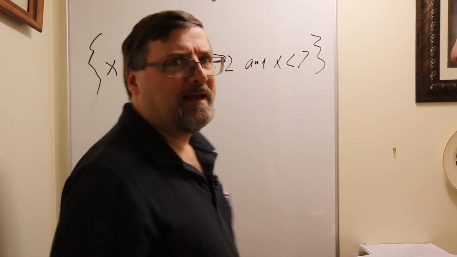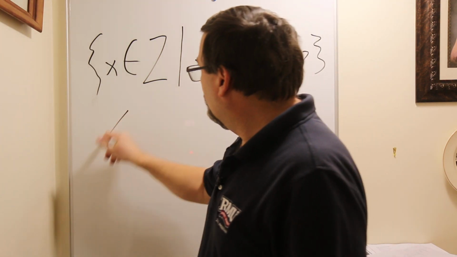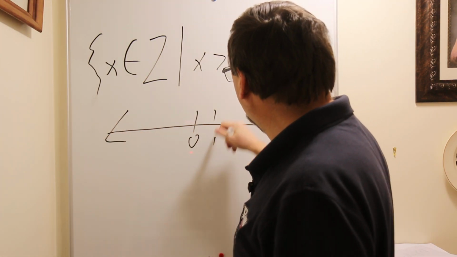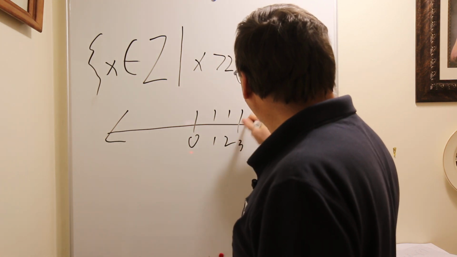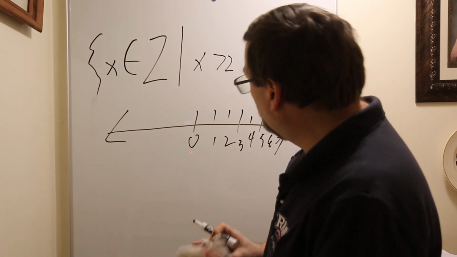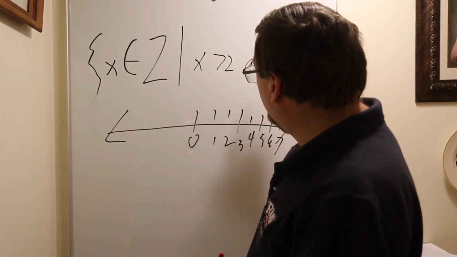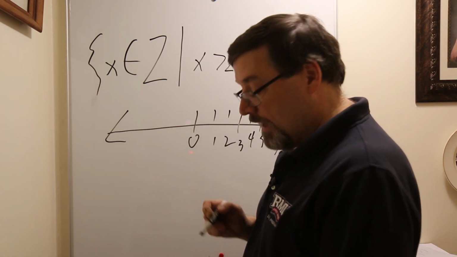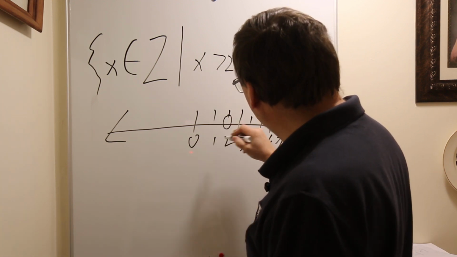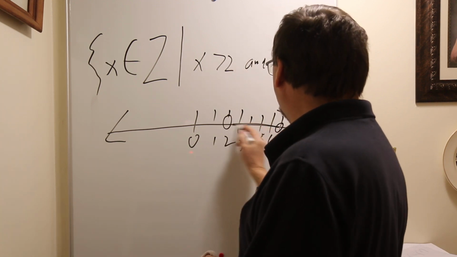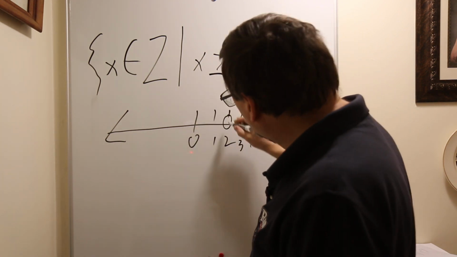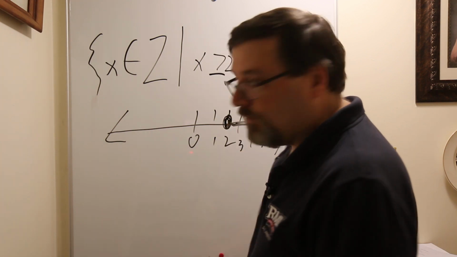And now you can start seeing a connection to the number line. If we make a number line, we've all seen number lines, 0, 1, 2, 3, 4, 5, 6, and 7. Because these are greater than and less than, in the number line you would do an open circle and an open circle and color it in between there. If this was greater than or equal to, that would be a closed circle.